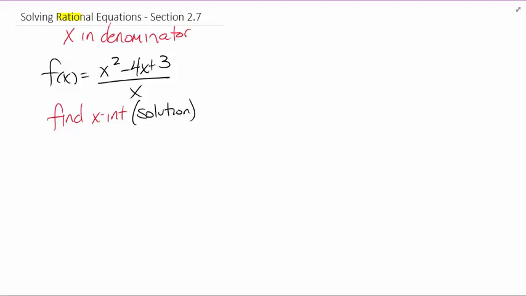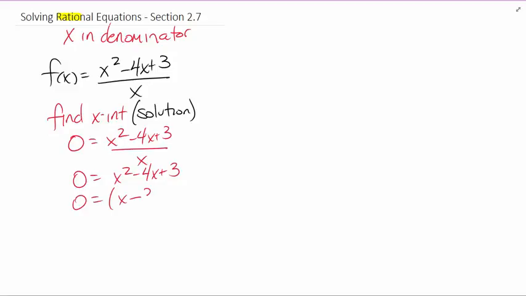And the way we would do that is we would set the y value equal to 0, x squared minus 4x plus 3 over x. If we multiplied the x over, we would get 0 equals x squared minus 4x plus 3. We would factor because we have a quadratic, x minus 3, x minus 1, and we would get two solutions for our x-intercepts. We would get 1 and 3.